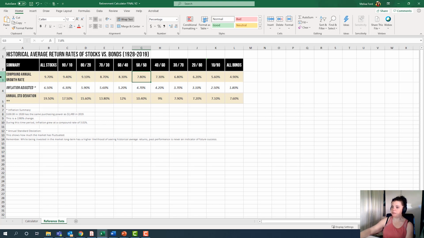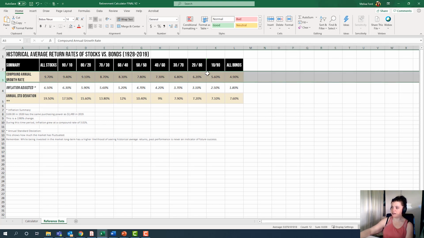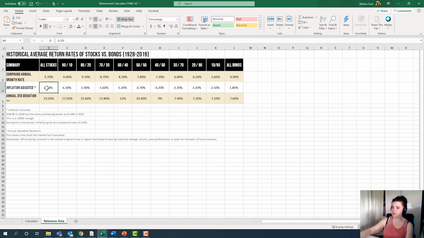But do keep in mind that you want to use this top line of data here because you see how it shows this inflation adjusted number. Well, my calculator already accounts for the inflation adjustment, so you don't need to worry about that. Just use this number on the top line. So that's how I arrived at the 7.8% number.